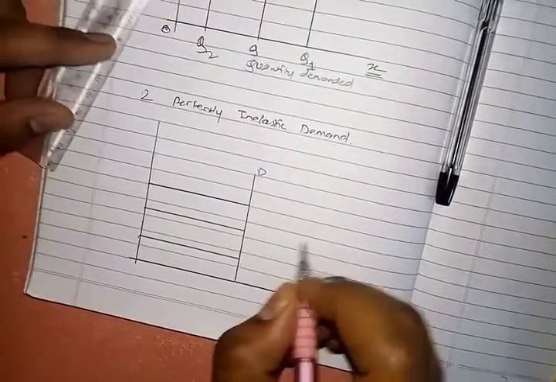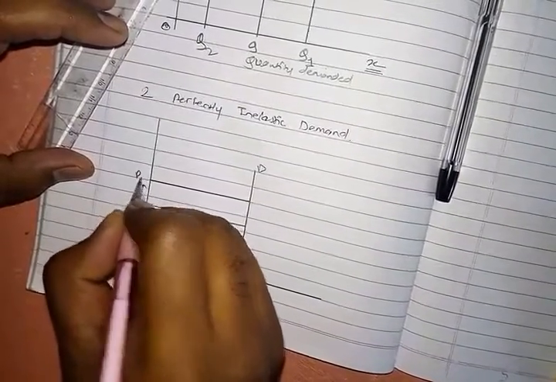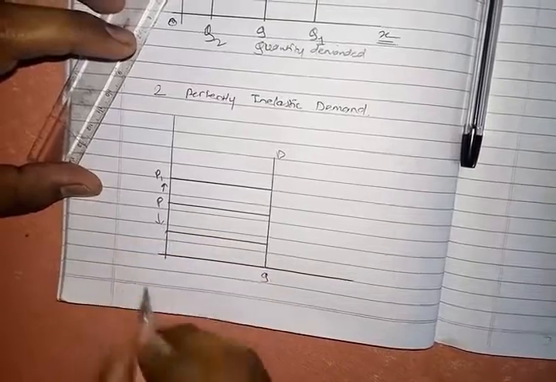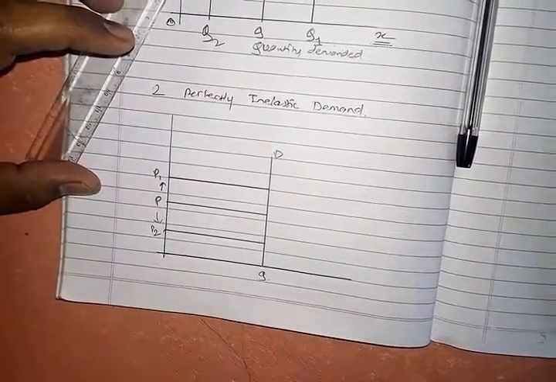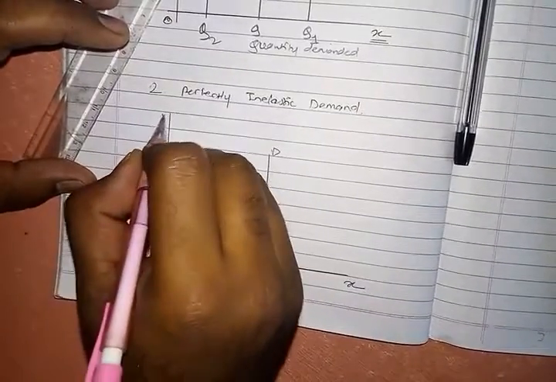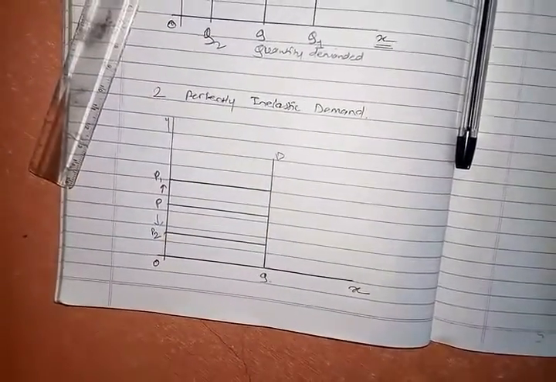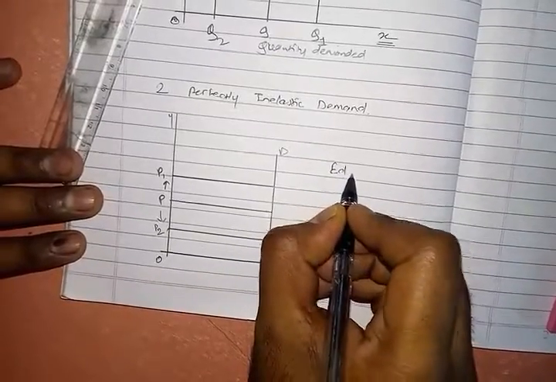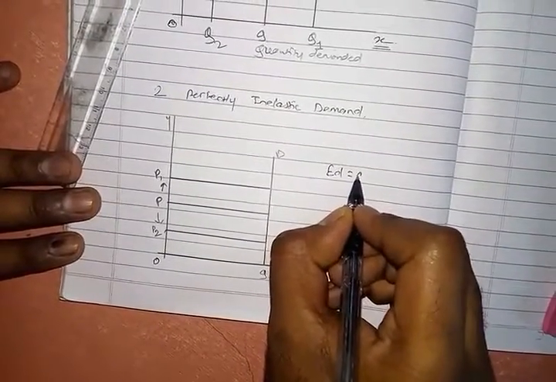For example, we consume food items, and food items do not change the demand. If price increases from P to P1, the demand for food does not decrease. And if price decreases from P to P2, the demand for food doesn't change either. The perfectly inelastic demand curve is shown symbolically as elasticity of demand equals 0.